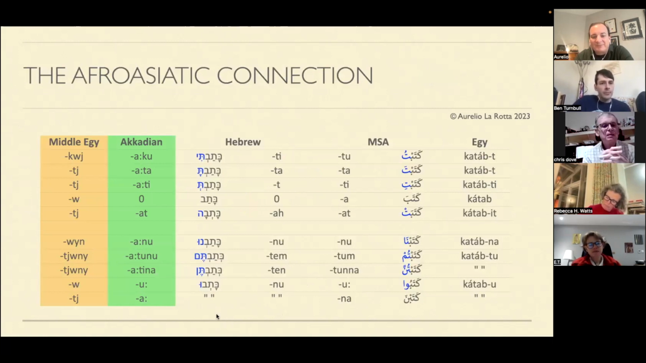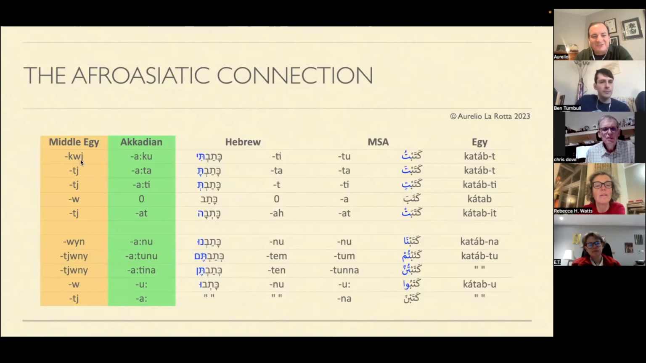So before we go into what it becomes in late Egyptian, I wanted to show you where it's coming from, because that's kind of cool. For those of you who know any of these languages, Akkadian or Hebrew or Modern Standard Arabic, that should actually be very familiar, because the endings are essentially the same.